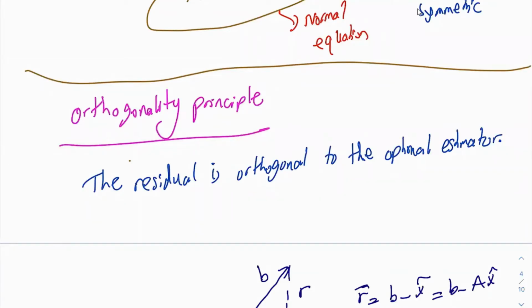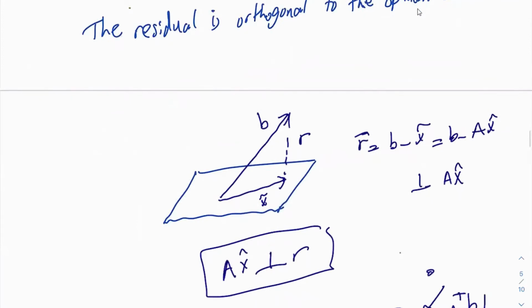So the orthogonality principle is a very well-known principle used a lot in estimation theory. What it says is that the residual is always orthogonal to the optimal estimator. What I mean by that is, if you use the x bar to estimate the vector b, then the residual is going to be b minus x bar. This b minus x bar, or this residual r, is going to be orthogonal to this Ax, or orthogonal to this x bar, right?